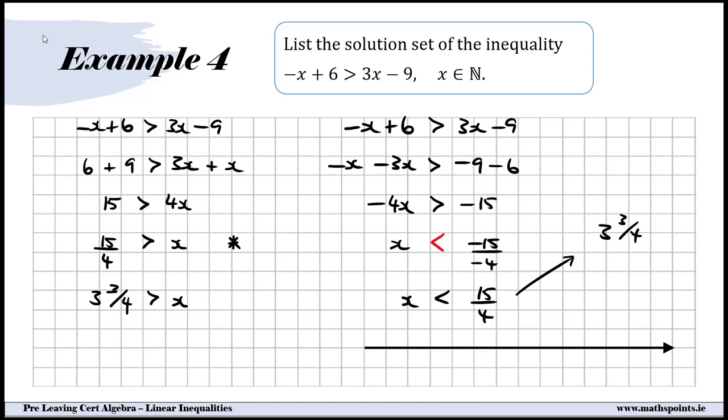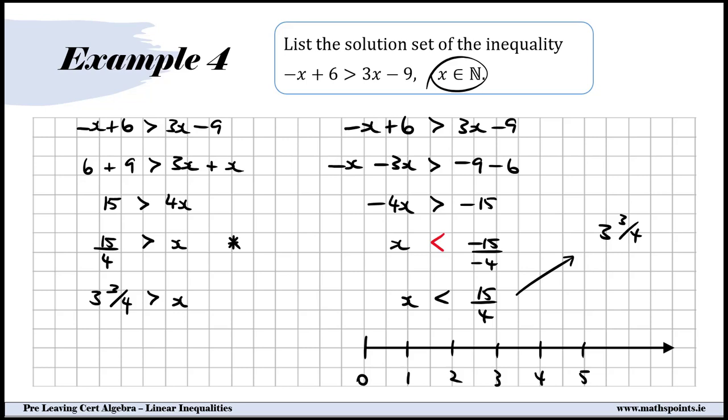So what kind of a number line is this? Well, it's a natural number line. So we start at 0, and then I'm just going to put in 1, 2, 3, 4, 5, and that should be enough. Now, x is every number that's less than 3 3/4.